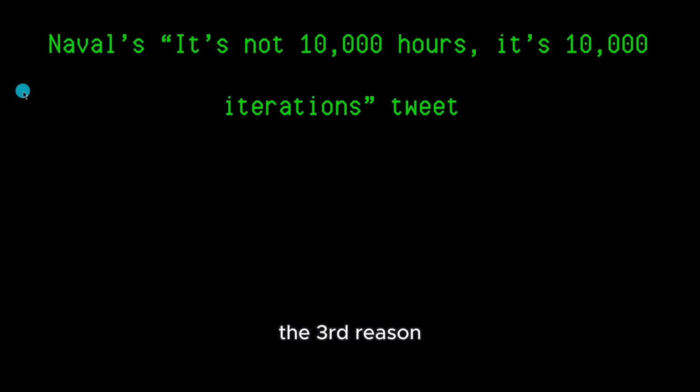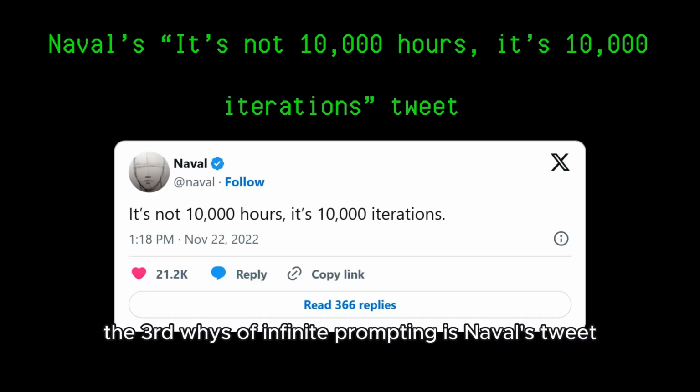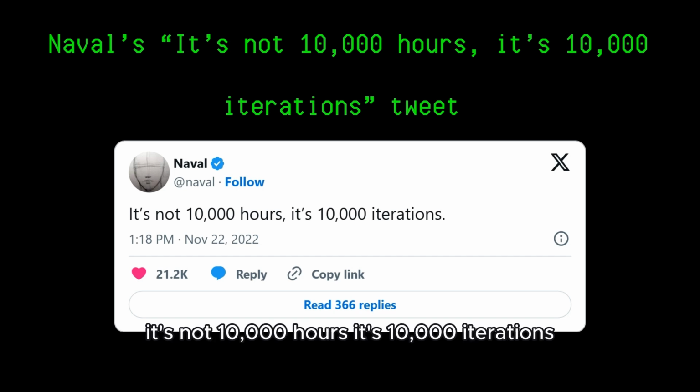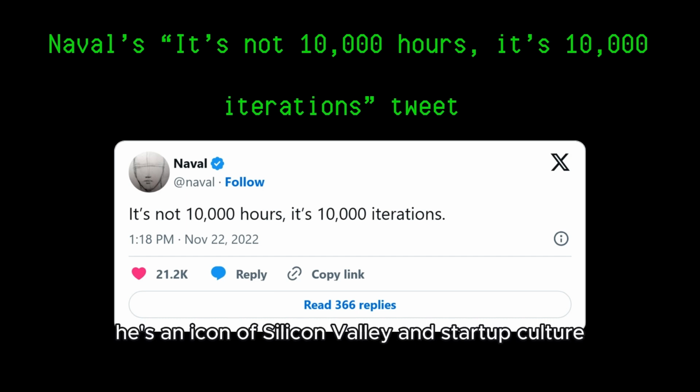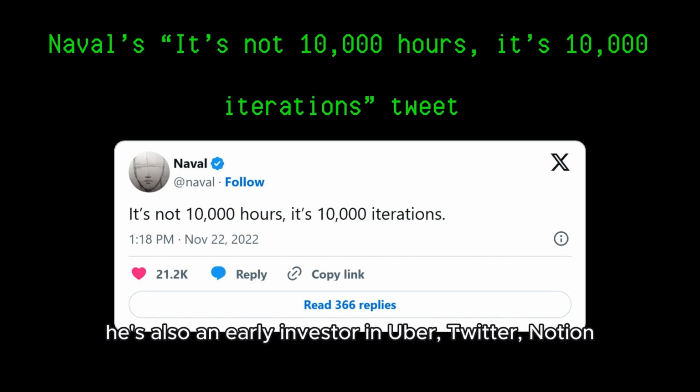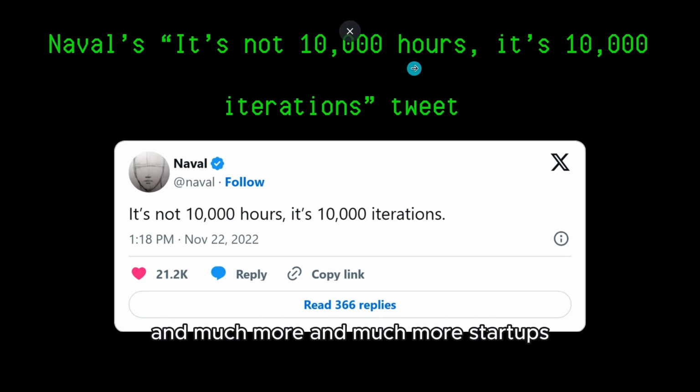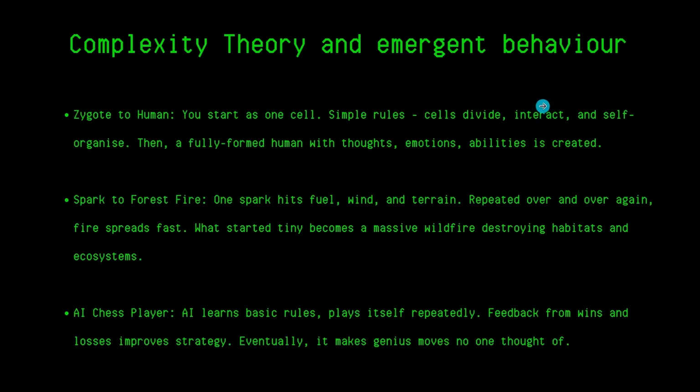The third reason, the third why of infinite prompting, is Naval's tweet. It's not 10,000 hours, it's 10,000 iterations. This line connects so well with what we've discussed before this. If you don't know Naval, he's an icon of Silicon Valley and startup culture. He's also an early investor in Uber, Twitter, Notion, and many more startups.